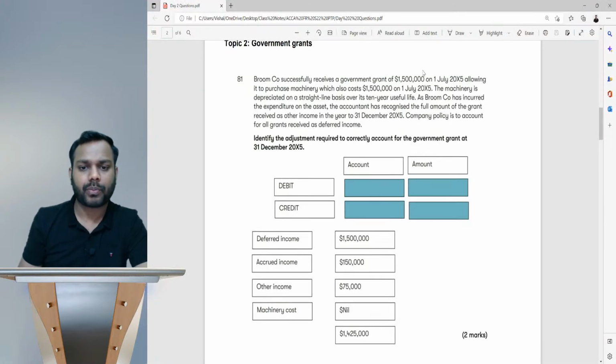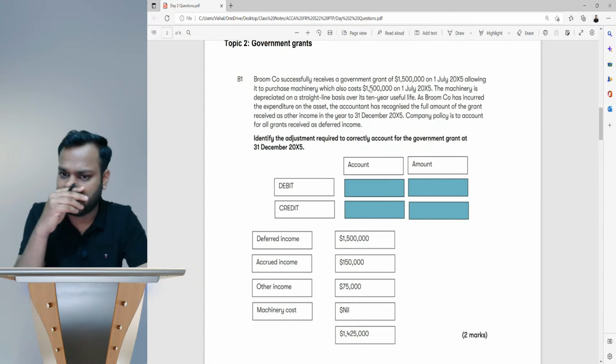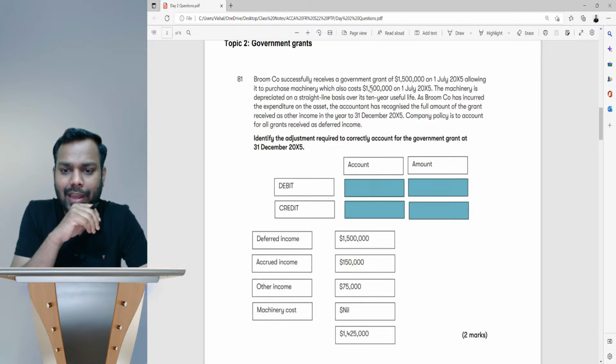Now, on 1st July, allowing it to purchase machinery which also cost 15,000. On 1st July 20x5, the machinery is depreciated on a straight line basis over 10-year useful life. A broom company has incurred the expenditure on the asset. The accountant has recognized the full amount of grant received as other income in the year.